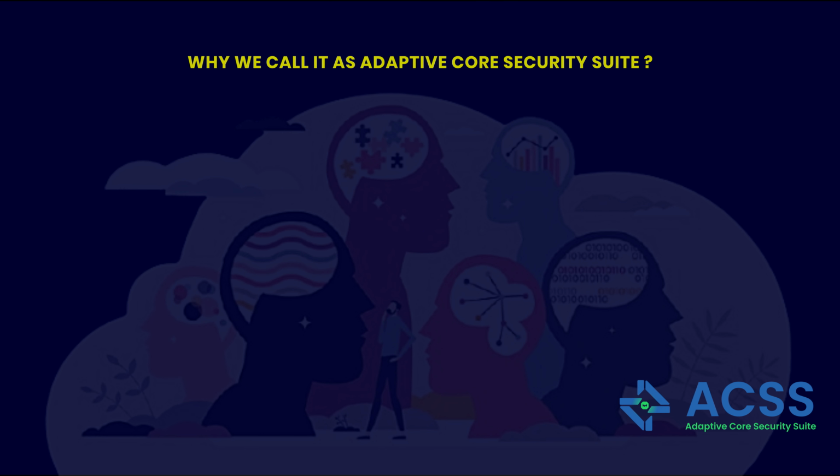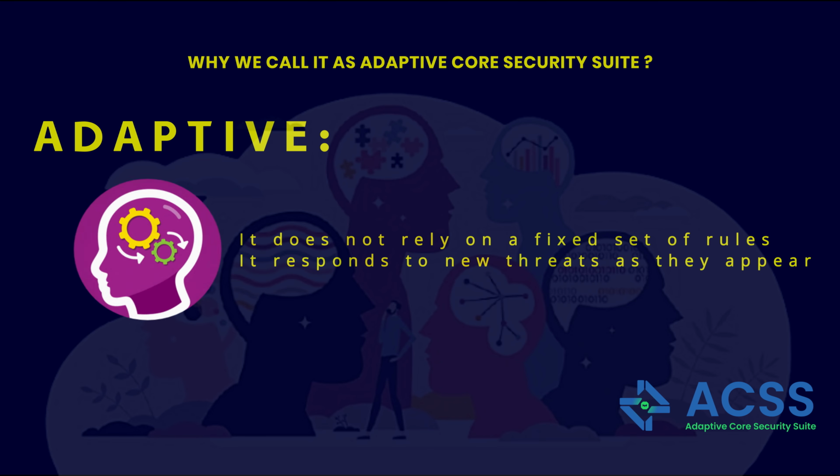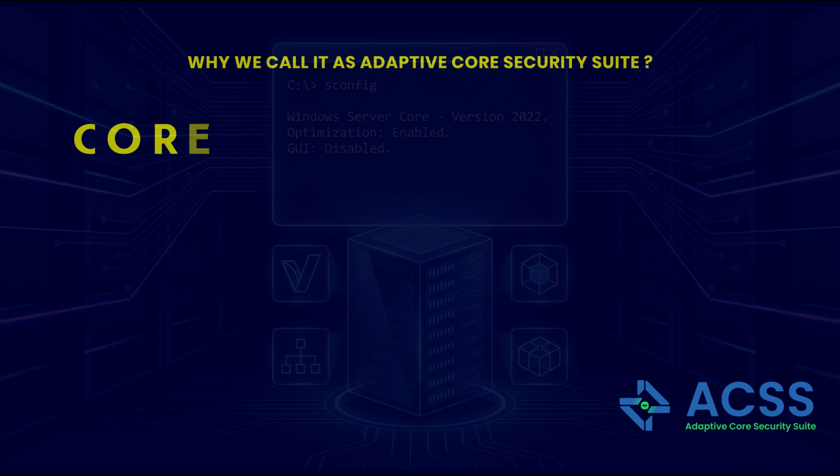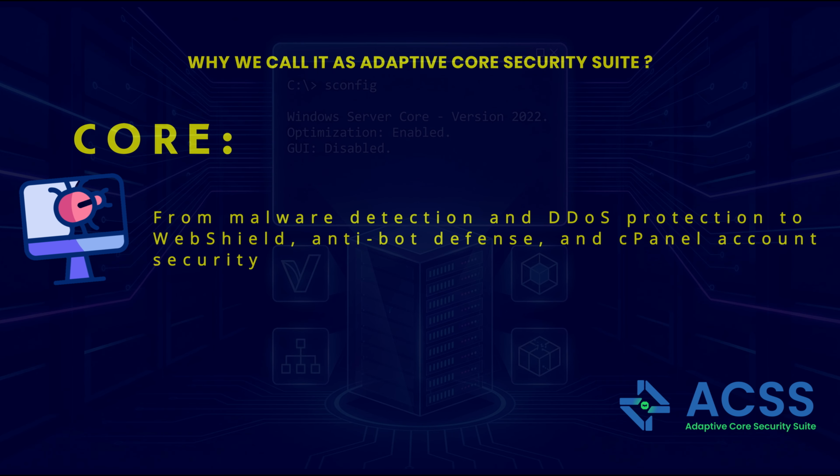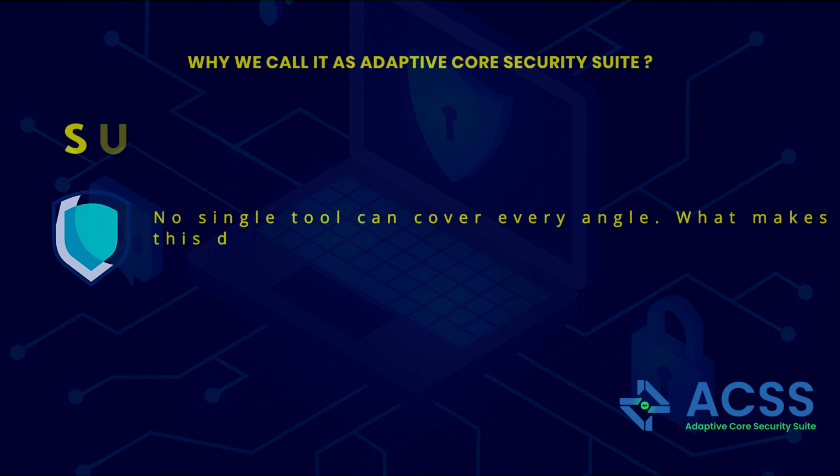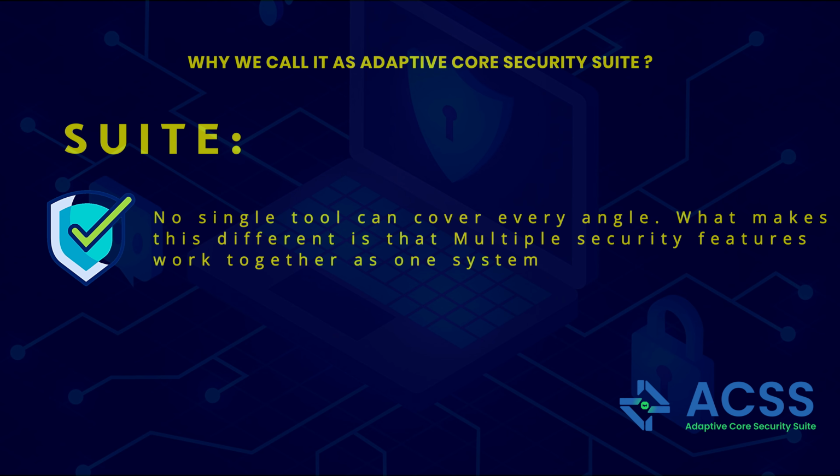First, let's see why we call it an Adaptive Core Security Suite. Adaptive: it does not rely on a fixed set of rules. It responds to new threats as they appear on the server. Core: it covers most of the core features, from malware detection and DDoS protection to web shield, anti-bot defense and cPanel security. Suite: no single tool can cover every angle. What makes it different is that multiple security features work together as one system. Adaptive Core Security Suite.